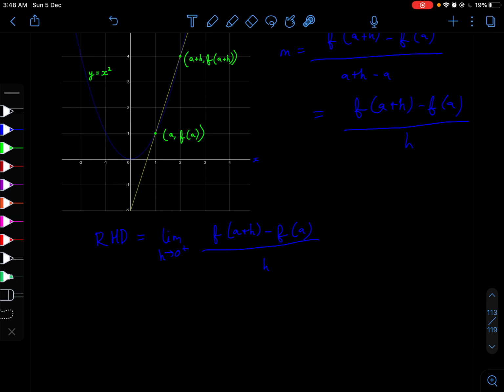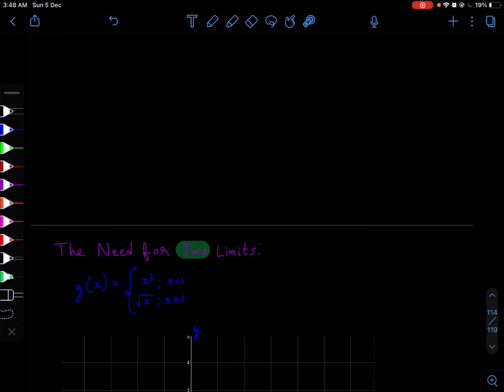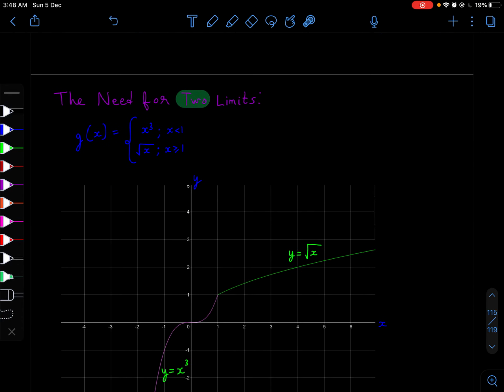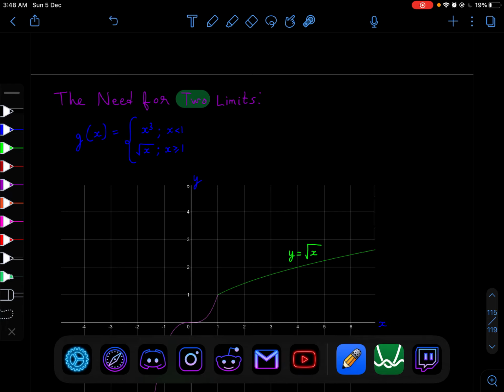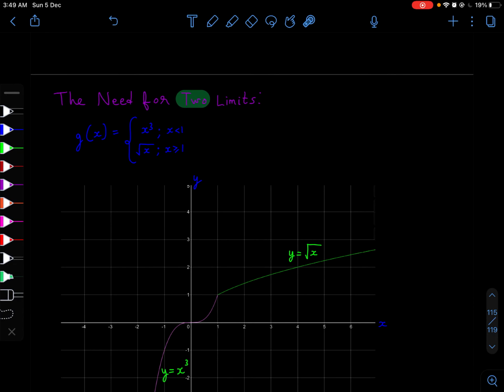Now here we found the right hand derivative as well as the left hand derivative, but what's the actual need for the two limits? Because from this example we can see that even if we approach it from the positive side, or from the negative side, from the right or from the left, it still approaches the same tangent line. So why do it twice? Why the left hand limit and the right hand limit?